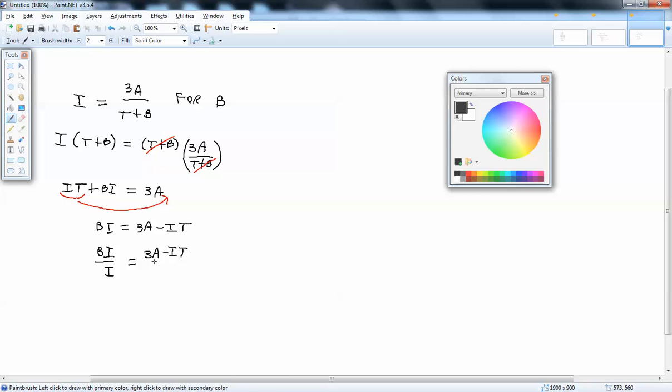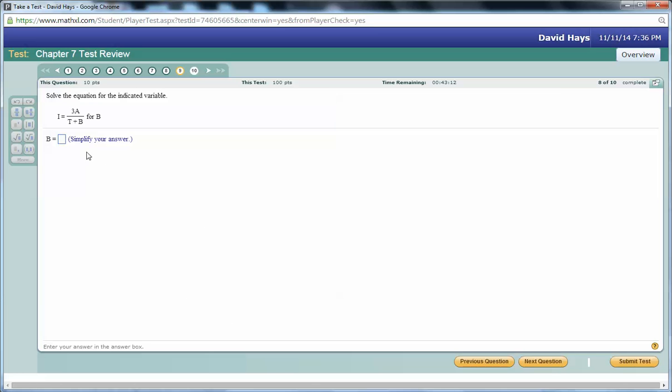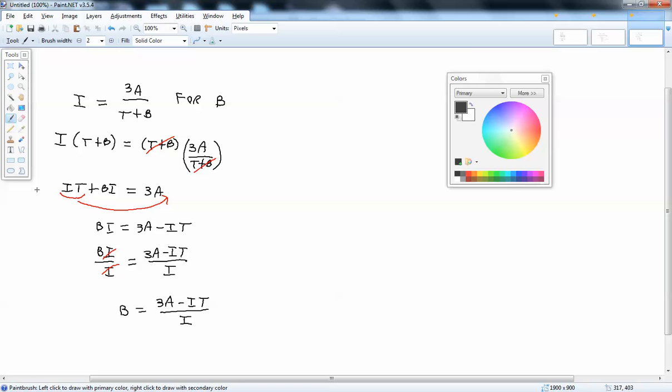And I'm curious how this test will do it. Those i's cancel, and we got b is equal to 3a minus it all over I. Typically, simplified form in math means a single fraction, but we could split this into 2 separate fractions and have it written a little bit differently. So it'll be interesting to see if it marks this one wrong. Okay, so do my fraction, 3a minus it over I.